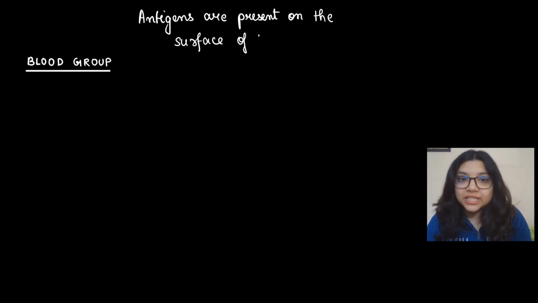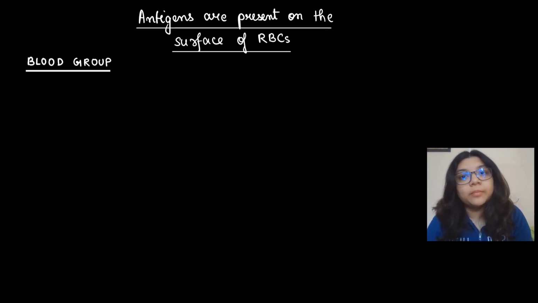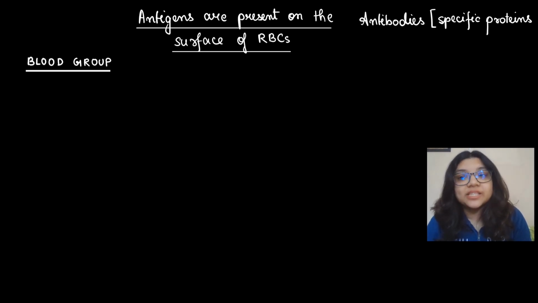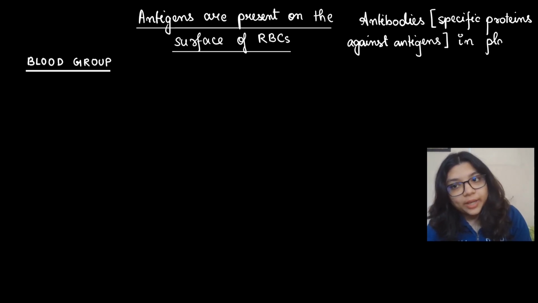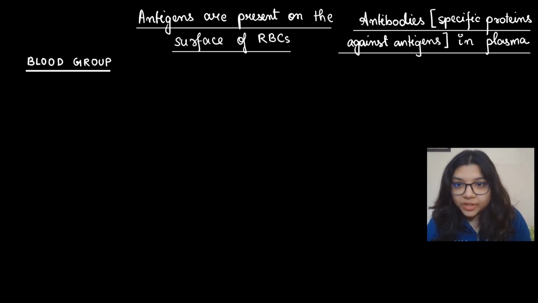So let us begin discussing the concepts of blood group. We'll make 3 columns. In column number 1, we are writing the blood groups. In column number 2, we are going to write about the antigens that are present on the surface of RBCs. And in column number 3, we'll write about the antibodies, that is, the specific proteins against the antigens. These are present in the plasma. So these are the 3 columns that we are preparing.